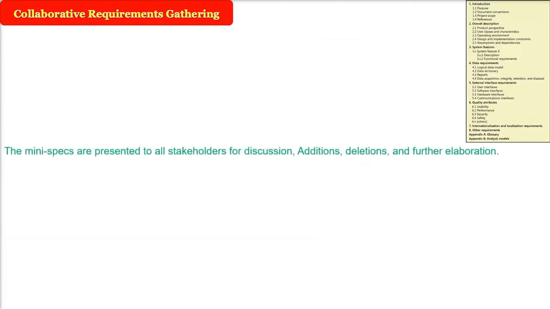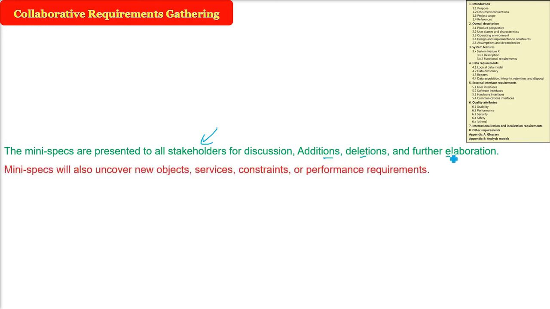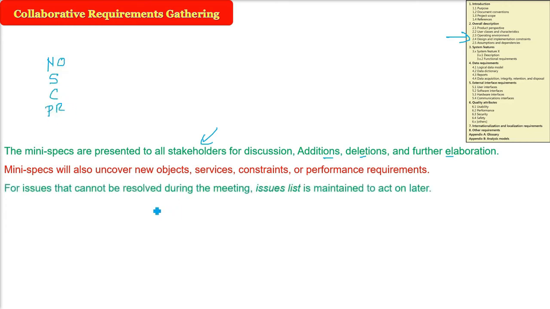Now this mini spec is again presented to all the stakeholders for discussing, in order to add certain things, in order to remove certain things, and for further discussion, elaboration, and deliberation. So sometimes this mini spec, that is, the major object or service, will uncover in this meeting new objects, even new services or constraints or performance requirements or performance criteria. If certain issues are still unresolved, they will be put in an issues list, because we have to discuss them later. We will not leave anything. We will discuss it later.